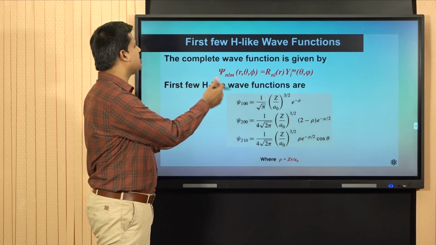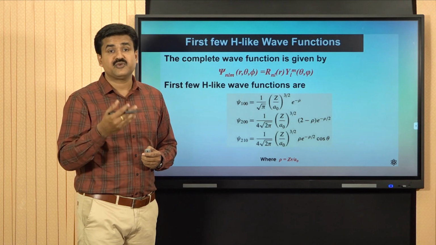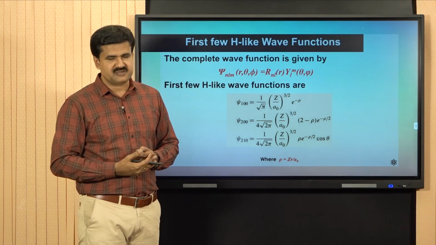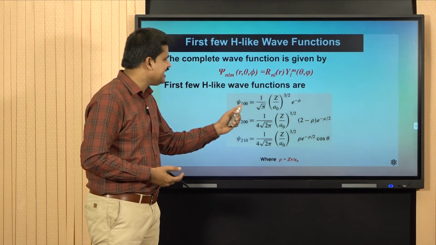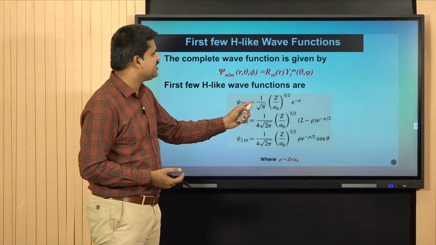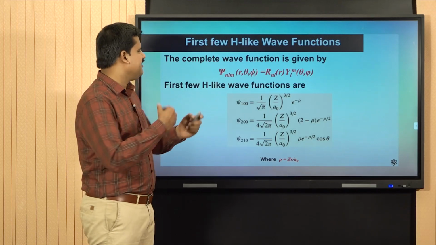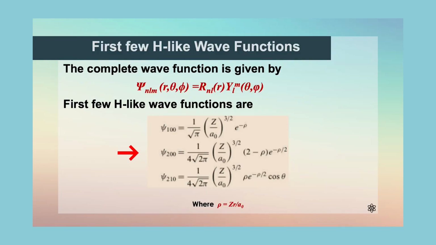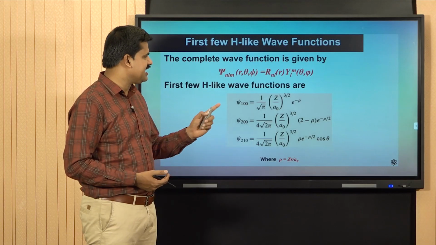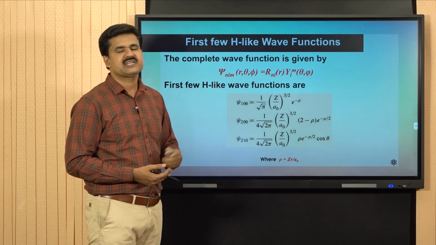And by putting various values for the principal, azimuthal and magnetic quantum numbers, we will get the first few hydrogen-like complete wave functions like this. Psi_100, that is n equal to 1, l equal to 0, and m equal to 0, is 1 by root of pi into (Z/a0) raised to 3/2 into e raised to minus rho. Whenever I change n from 1 to 2, I will get psi_200, that is equal to 1 by 4 into root of 2 pi, (Z/a0) raised to 3/2 into (2 minus rho) into e raised to minus rho by 2.